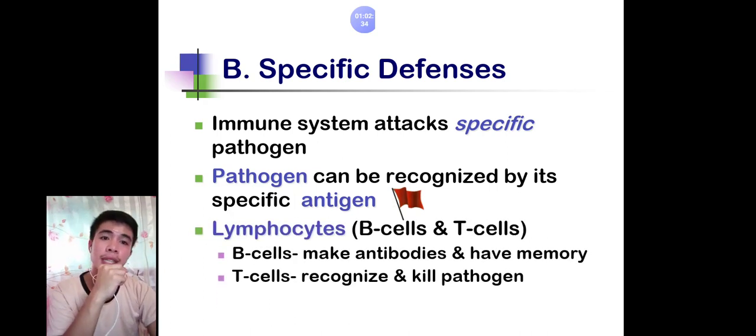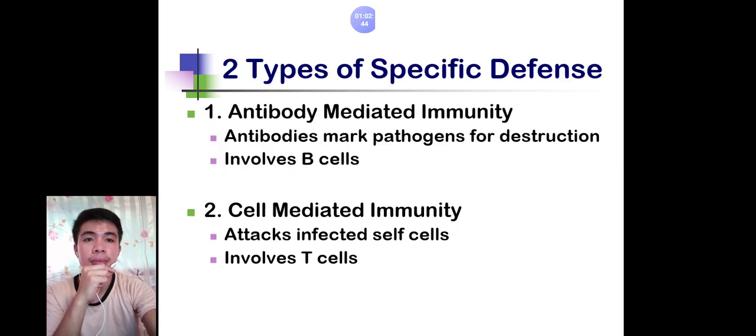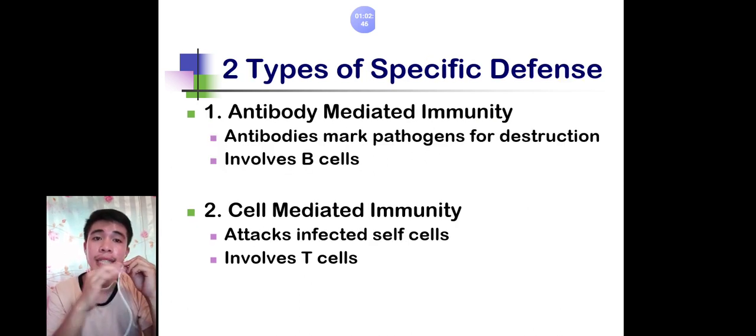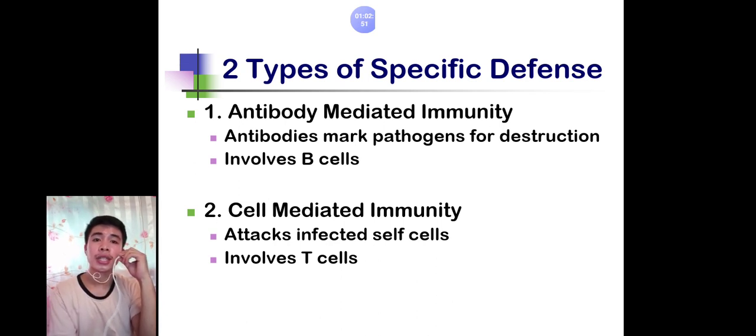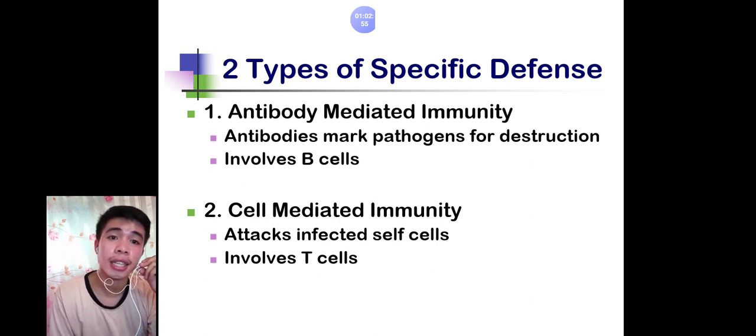Lymphocytes: B cells and T cells. The B cells make antibodies and have a memory. The T cells recognize and kill the pathogen. So there are two types of specific defense: antibody-mediated immunity, where antibodies mark pathogens for destruction and involves the B cells, and cell-mediated attacks on infected cells, which involves the T cells.